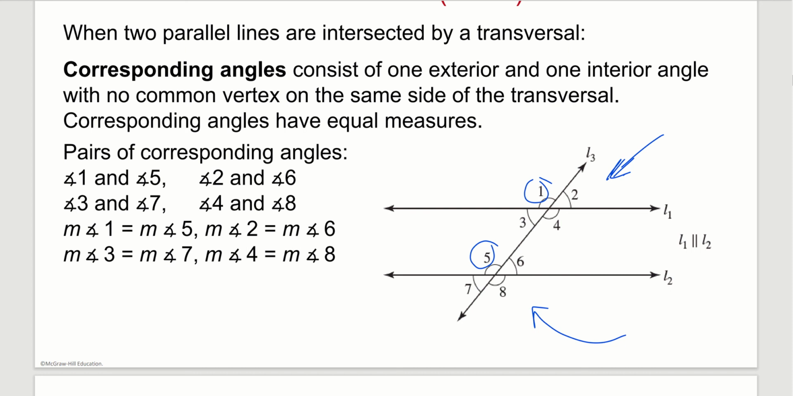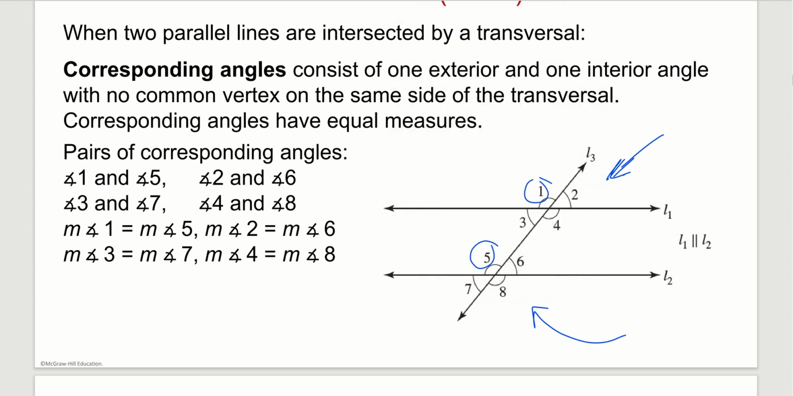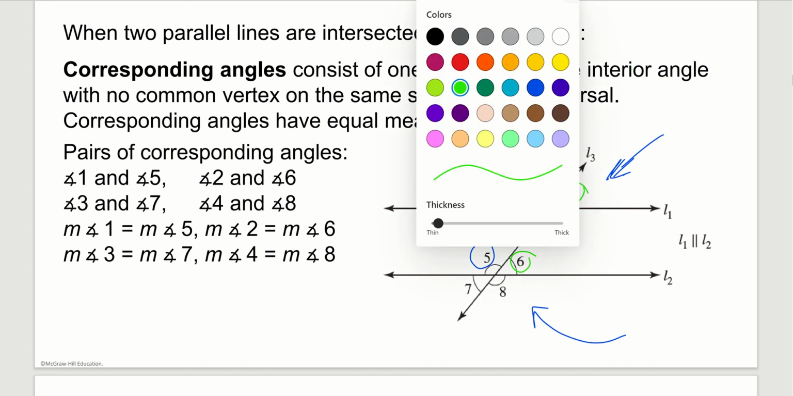The reason why they're corresponding is they both lie, first of all, above their respective parallel line, as well as to the left of the transversal. And corresponding angles will also have equal measurements. So 1 and 5 are corresponding. The next pair of corresponding angles would be 2 and 6. They both lie above their respective parallel line, and both of them are on the right side of that transversal, meaning the right side of L3. So 2 and 6 are corresponding, which means they're going to have the same measurement.